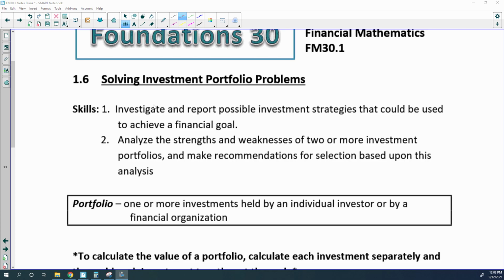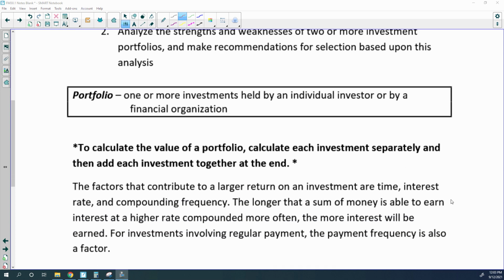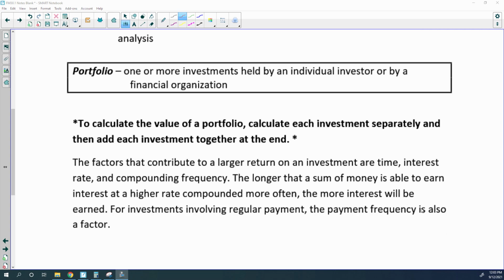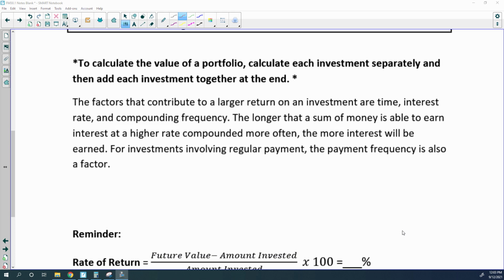When I'm talking about a portfolio, it's one or more investments held by an individual investor or by a financial organization. To calculate the value of a portfolio, calculate each investment separately and then add each investment together at the end. The factors that contribute to a large return on an investment are time, interest rate, and compounding frequency. The longer that a sum of money is able to earn interest at a higher rate compounded more often, the more interest will be earned. For investments involving regular payments, the payment frequency is also a factor.